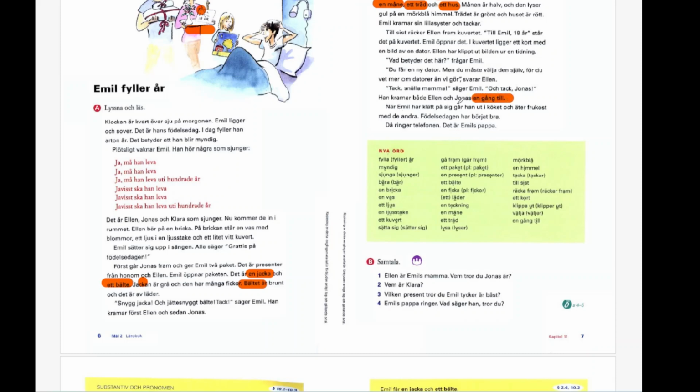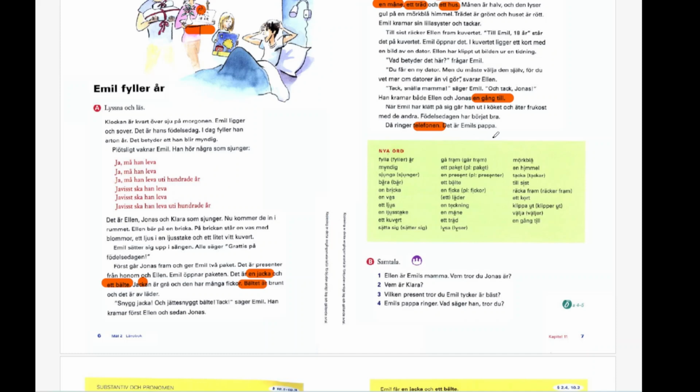När Emil har klätt på sig går han till köket. He changes clothes and goes to the kitchen, eats breakfast with all others. The födelsedagen har börjat bra. The birthday has started good, and then rings the telephone. This is a telefonen. It's a bestämd form of telephone, telefonen. Otherwise, if it is mentioned as like our telephone, it is en telephone.